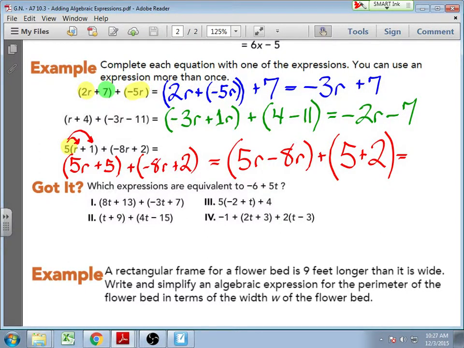Grace, what'd you get in the end here? Plus 5r. Now, this is why sometimes I like to think about this as plus the negative. Because when we think about it like that, we see that they're different terms. What's the difference between 5 and 8? 3, right? So, because the negative is more powerful, we get negative 3r. And then the 5 and the 2, we get 7. So negative 3r plus 7 should be what we get there.